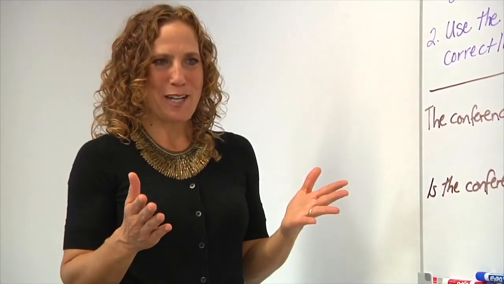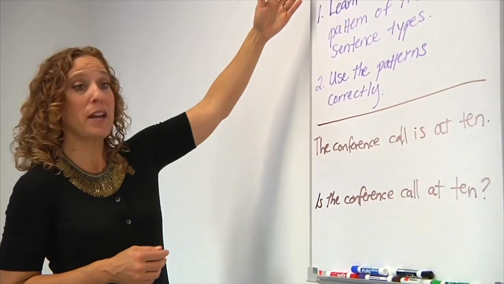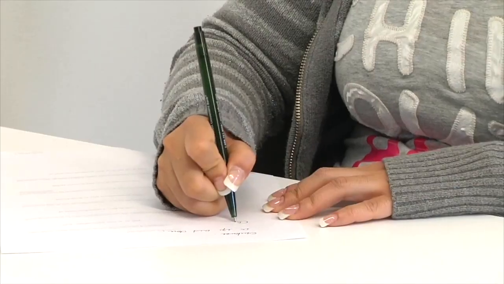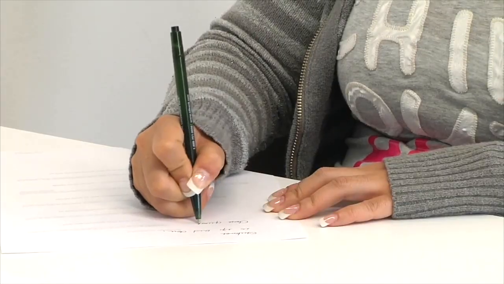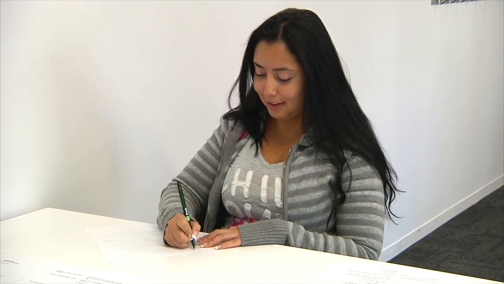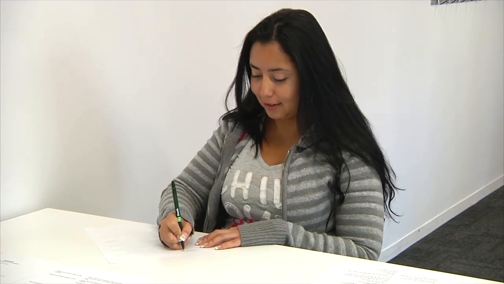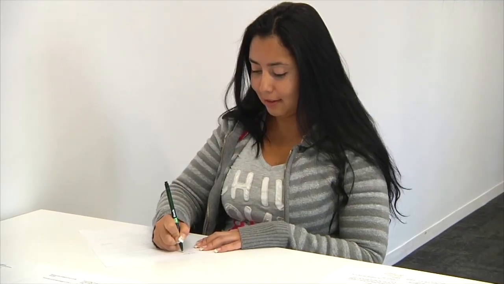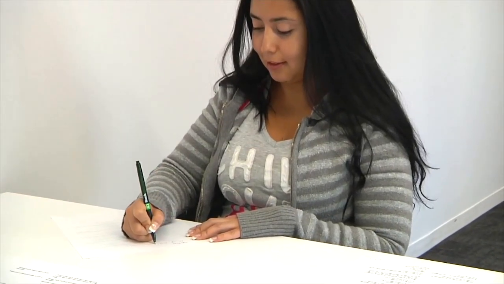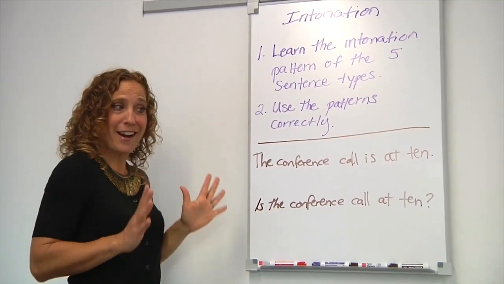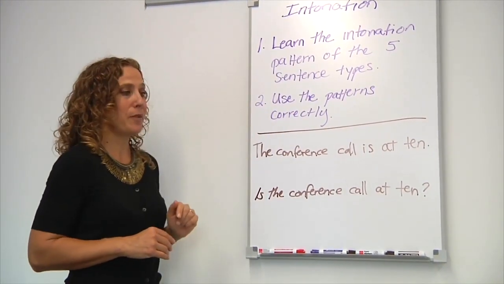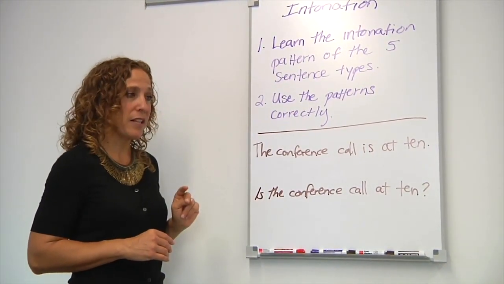So let's look at our objectives, okay? So we're talking about intonation today, and our objectives are twofold. First, we want to learn the intonation patterns of the 5 sentence types, okay? That's going to mean learning which words get emphasized and how to use your voice, how to actually change your voice for those words. Once we learn them, that's not enough, we have to use them correctly. So those are the 2 objectives that we're going to do today in our class.